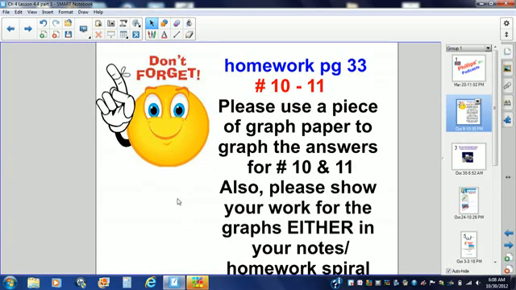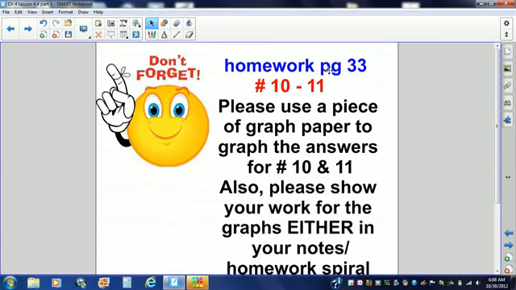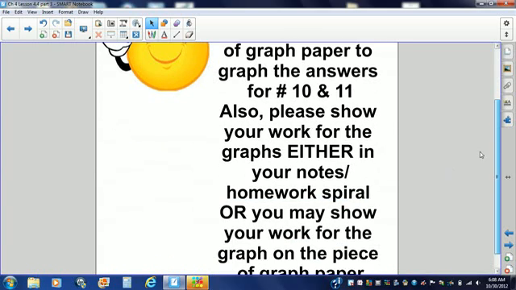Don't forget, homework tonight is page 33, problems 10 and 11. Problems 10 and 11 ask you to graph a linear equation. Please use a piece of graph paper to graph the answers for number 10 and 11. Also, I'm going to ask that you please show your work for the graphs.